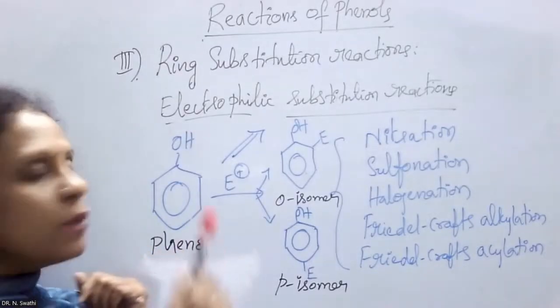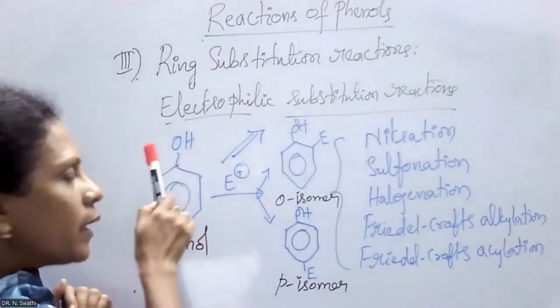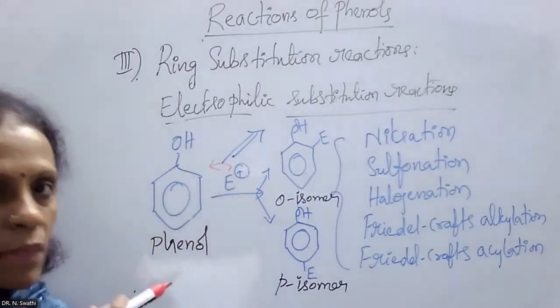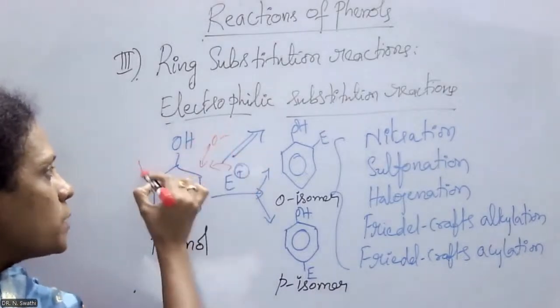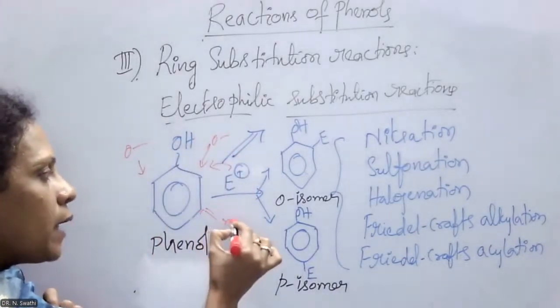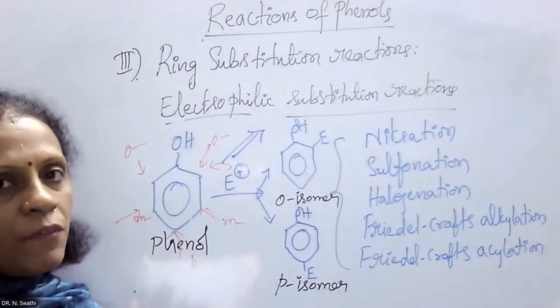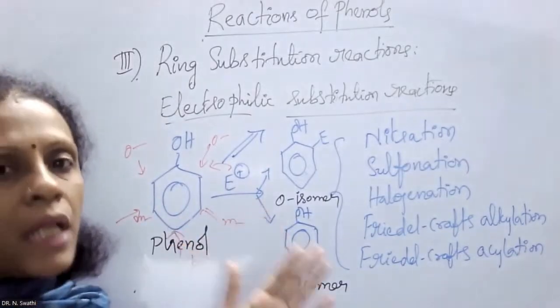Phenol is an example of a monosubstituted benzene; that is, it already consists of a hydroxyl group. So when an electrophile attacks this monosubstituted benzene, it can attack at the ortho position, or at the meta position, or it can even attack at the para position. Accordingly, there will be formation of ortho, para and meta isomers.